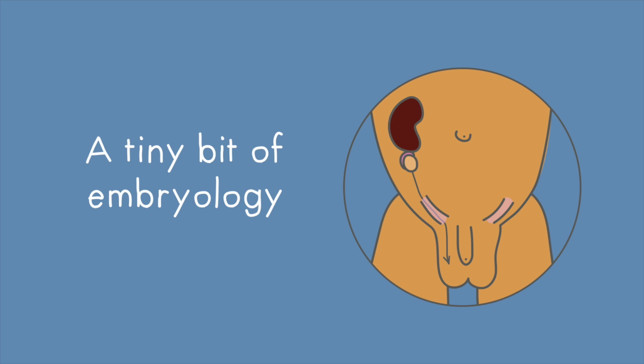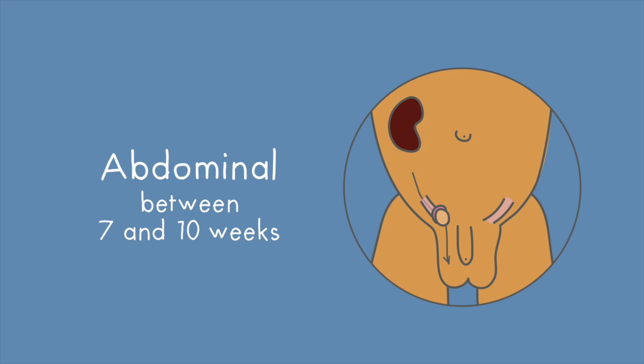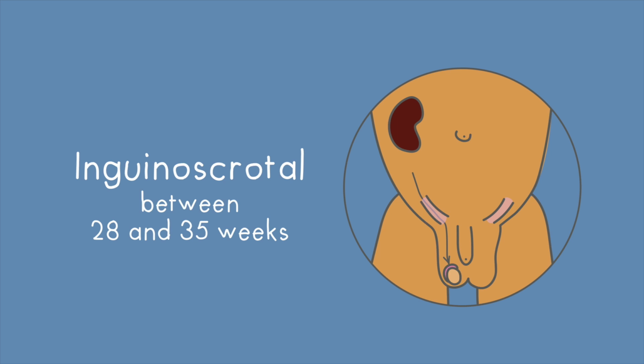Testicles undergo 2 phases of descent in intrauterine life: the abdominal phase between 7 and 10 weeks, and the inguinoscrotal phase between 28 weeks and 35 weeks of gestation.